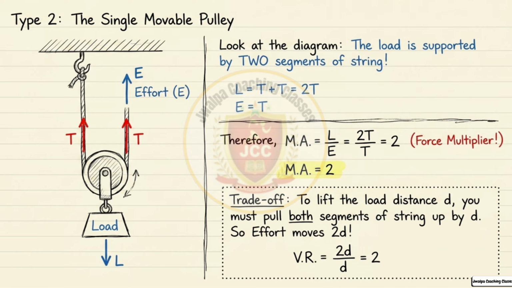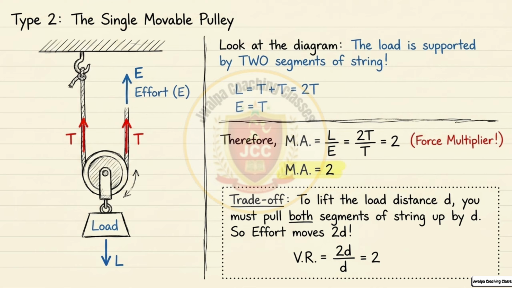As pointed out, the load is supported by two segments of string. Both of these have an upward tension T, so L equals T plus T, giving us 2T. The effort E is just you pulling on one end of the string, so E just equals T. Therefore, MA equals load over effort, which is 2T over T equaling 2. Boom, this is a force multiplier. However, there is a catch.